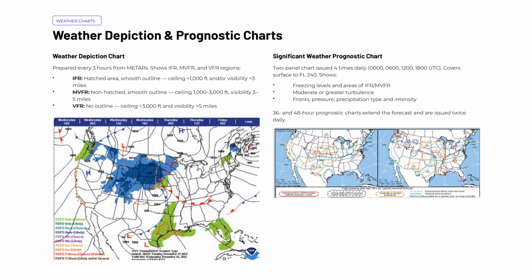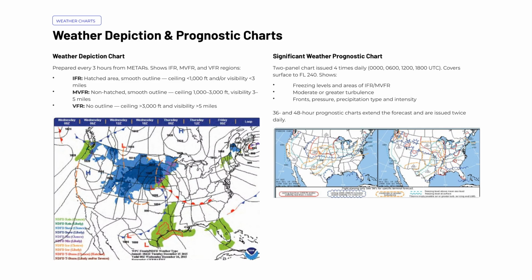The weather depiction chart is a valuable pre-flight planning tool prepared every 3 hours using data collected from METARs across the country. It gives you a quick visual snapshot of flight conditions by dividing airspace into 3 categories. IFR conditions are shown as hatched areas with a smooth outline, indicating ceilings below 1,000 feet and visibility less than 3 miles. Marginal VFR, or MVFR, appears as a smooth outlined area without hatching, covering ceilings between 1,000 and 3,000 feet with visibility between 3 and 5 miles. VFR conditions have no outline at all, meaning ceilings are above 3,000 feet and visibility exceeds 5 miles.